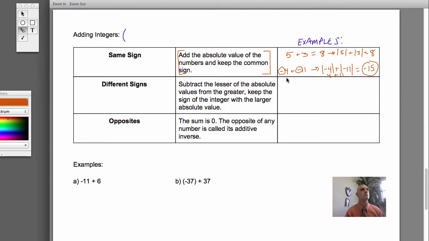But what about when they have different signs? When they have different signs, it's like, which one's bigger? Am I going to end up positive? Am I going to end up negative? Where do I end up? The simple way to remember this is we're going to subtract the lesser of the absolute values from the greater, and keep the sign of the integer with the larger absolute value. That sounds like a lot of math stuff, but let's look at an example.